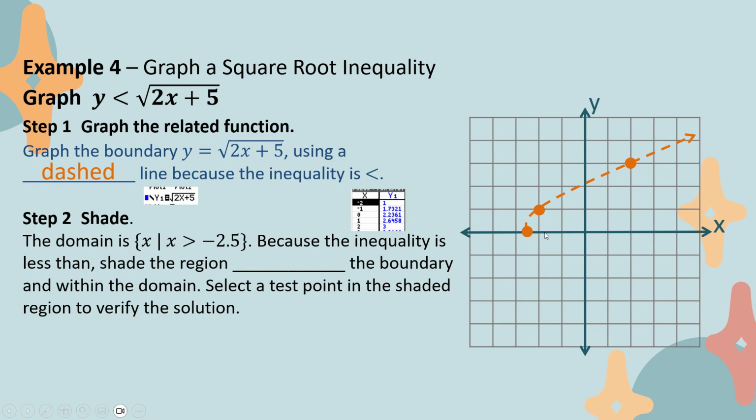Or negative 2.5, 0, because that's where x would start. So 2x plus 5 has to be greater than or equal to 0. That's where the negative 2.5 came from. And then the other points came from the table in my graph.